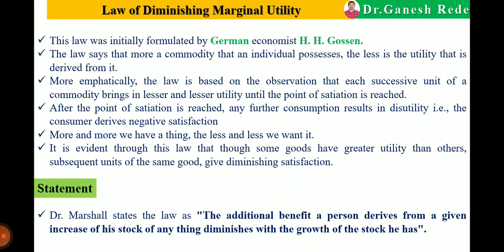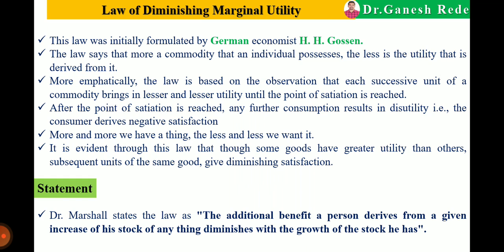Okay, so this law says that the more of a commodity an individual possesses, the less the utility that is derived from it. It means if you have more quantity of a particular commodity, the utility of that commodity decreases.